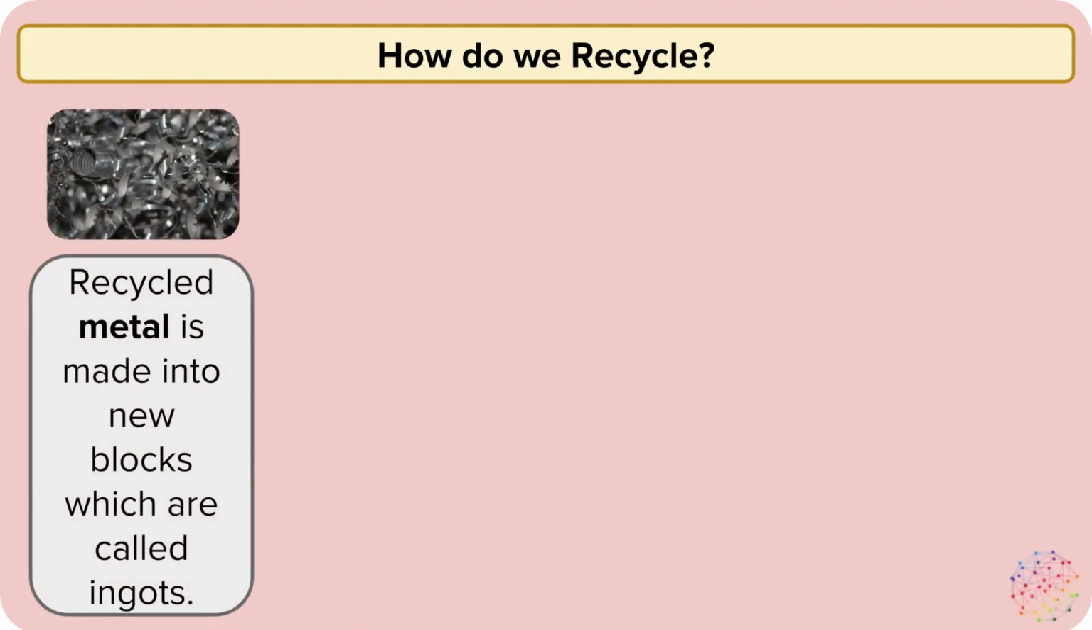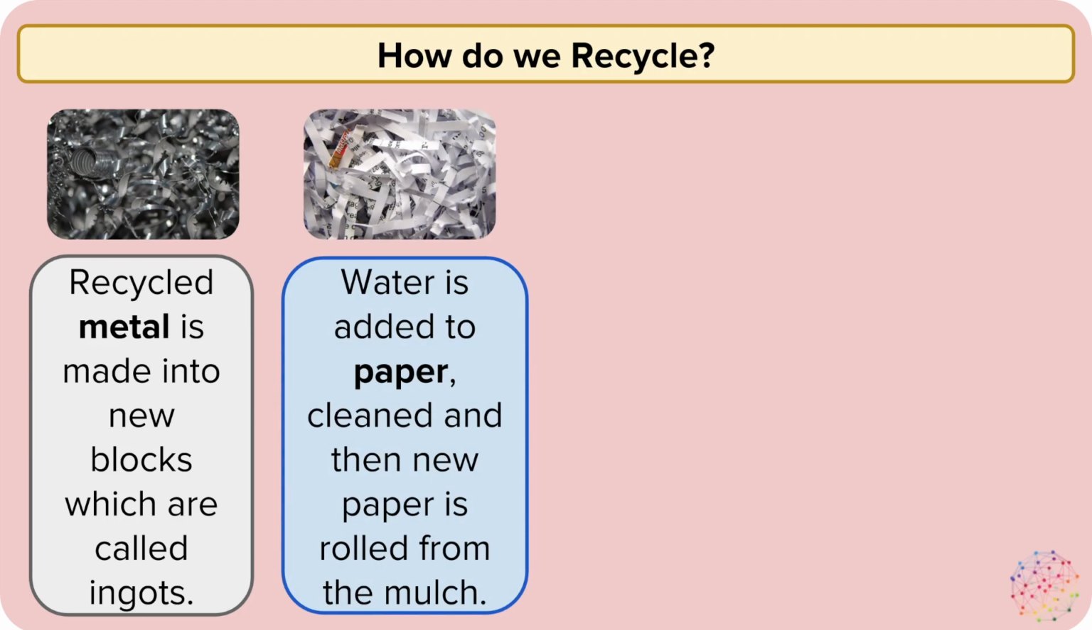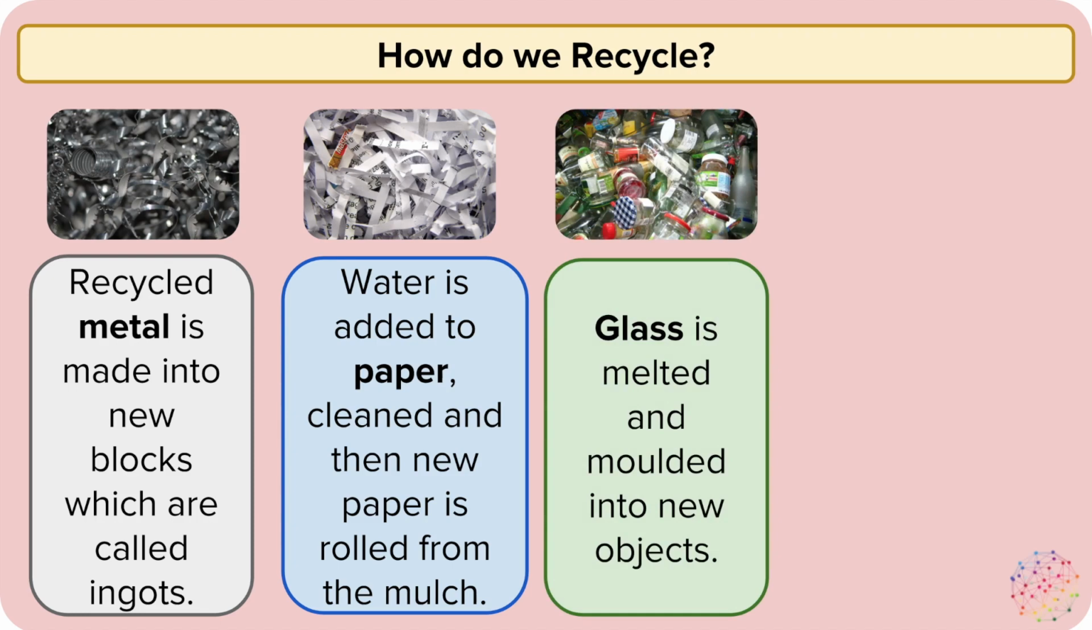Recycled metal is always made into new blocks, which are called ingots, and these ingots can then be melted down and used for new products. Water is added to paper, which is then cleaned and new paper is rolled from the mulch. Glass is melted and moulded into new objects.